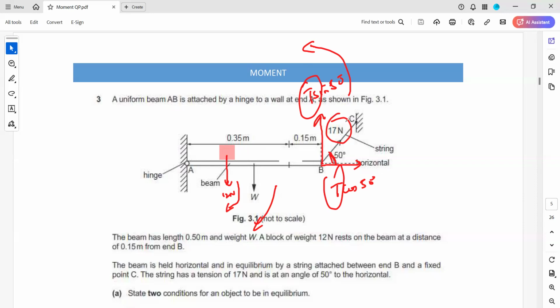So here the answer is that as the 12 newton mass is placed closer to point A, the clockwise turning effect will decrease. So the anti-clockwise turning effect will also decrease. And to decrease the anti-clockwise turning effect, the tension, or the value of T, should decrease. And because T cosine 50 is balancing the horizontal force on the beam, this horizontal force should also decrease.